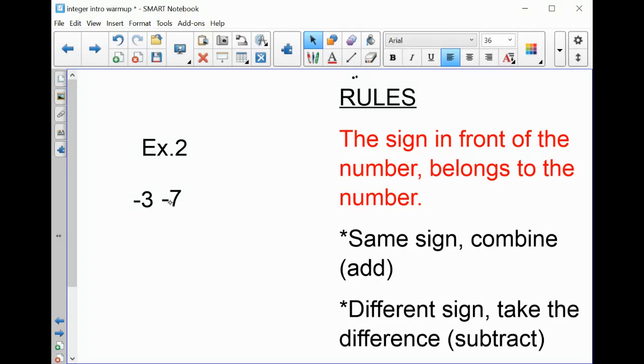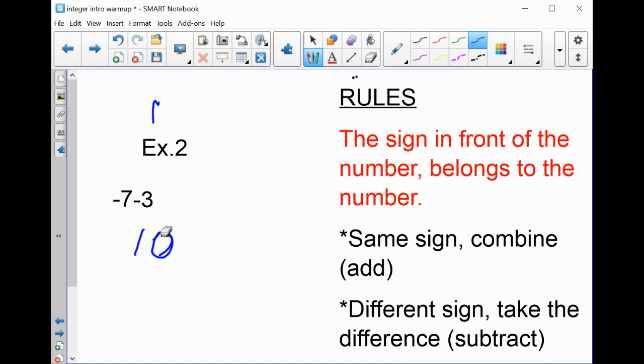This would be the same problem if I did this. Doesn't make a difference, right? 7 is negative, the 3 is negative. They are the same sign. Add them and keep that sign. So we know that 7 plus 3 is 10. Keep the sign. It's going to be negative. I don't know why that thing jumped up there. Got a mind of its own, I guess. All right, so same sign, just add the numbers themselves like you normally would and keep the sign.